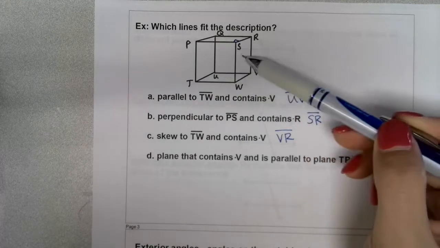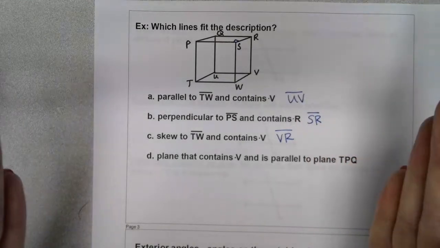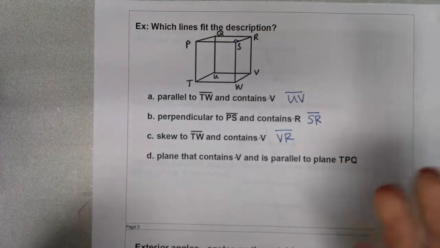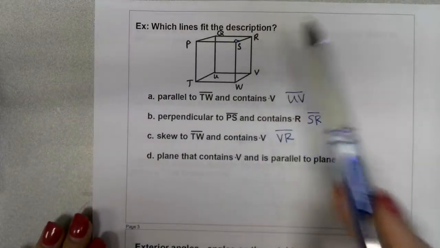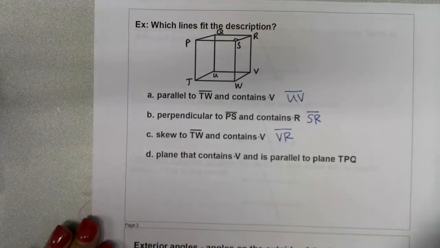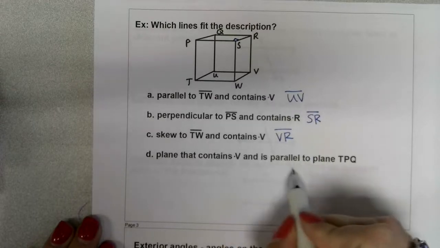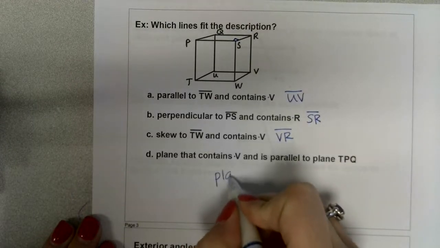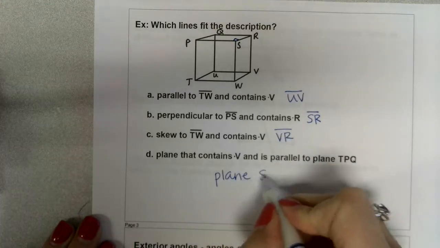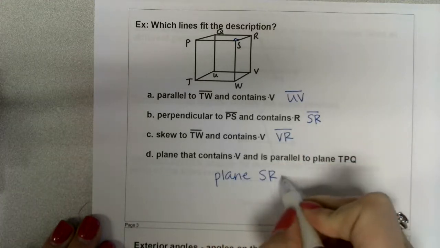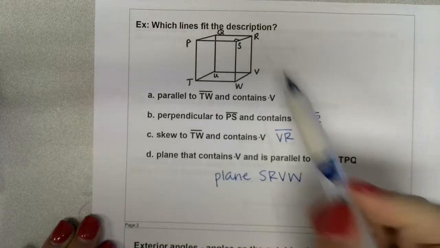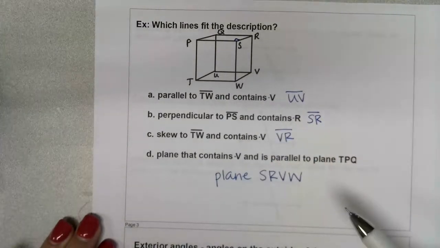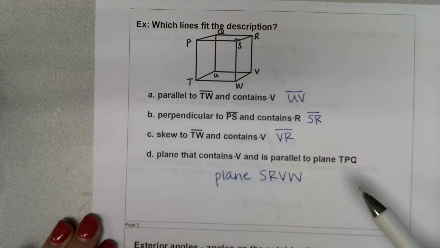And hopefully that makes sense because those are the two sides of the cube. And so those would make up parallel planes. Okay, so we're going to say a plane that is parallel to TPQ is plane SRV, and we'll go ahead and put the fourth letter in there just so we can classify the whole thing, SRVW.